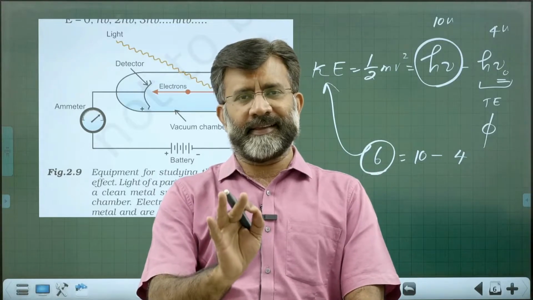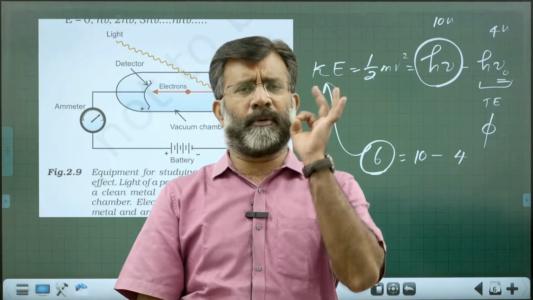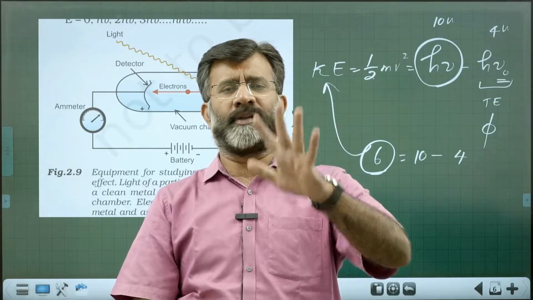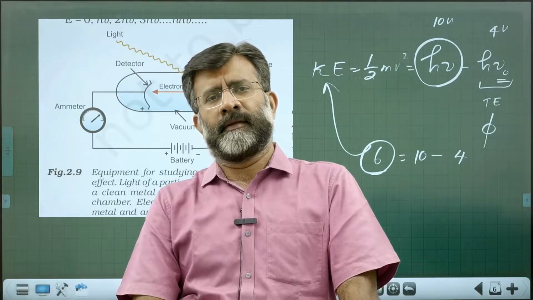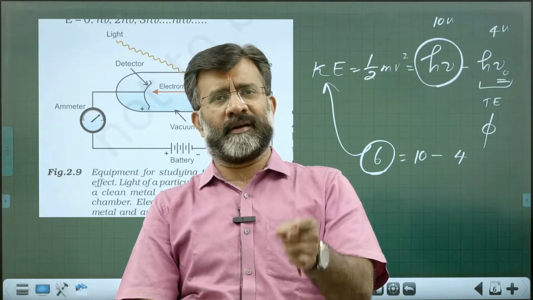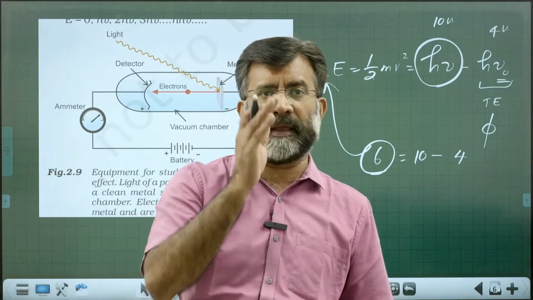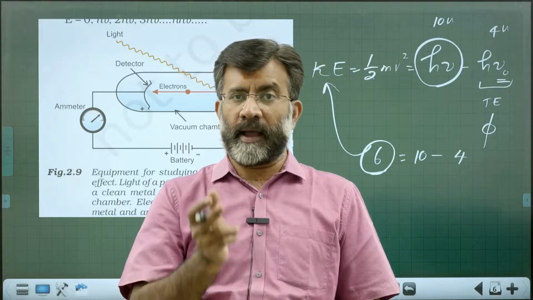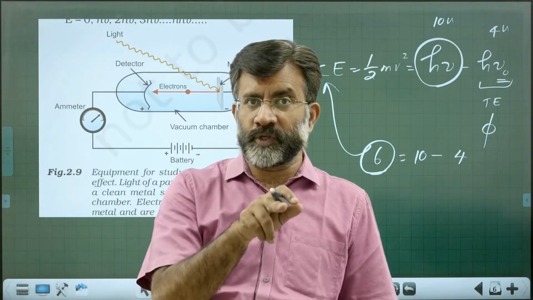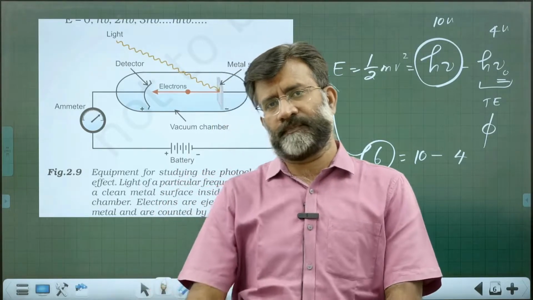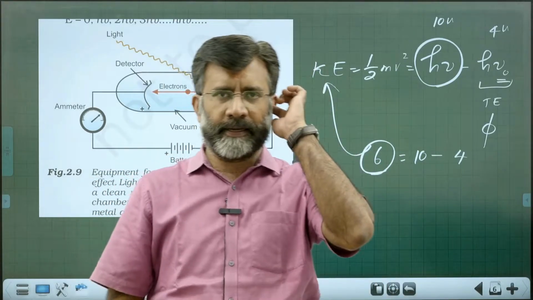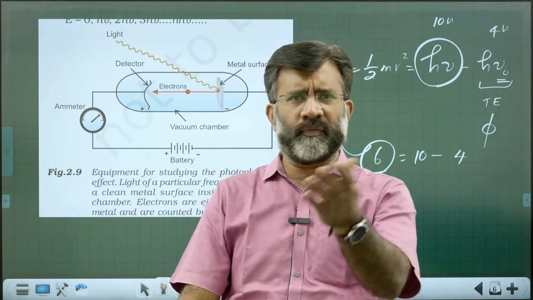So the kinetic energy of the ejected electron, a very important study done by Einstein, is equal to the difference between the energy that you supply, h nu, and h nu 0, that is the work function of the metal. That will be transferred as kinetic energy to the ejected electron. Law of conservation of energy.